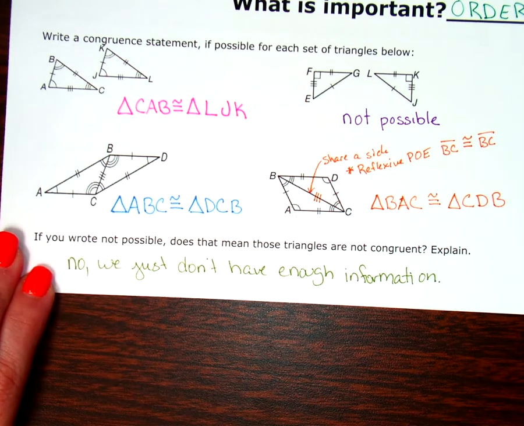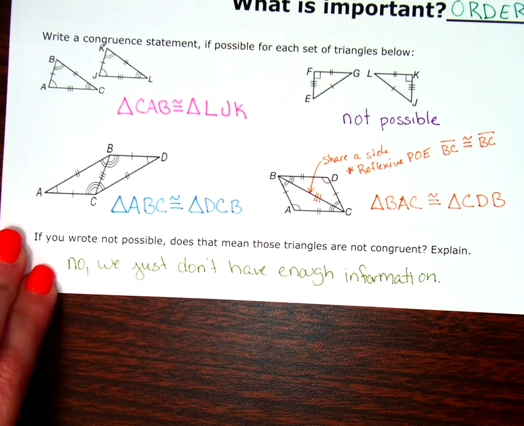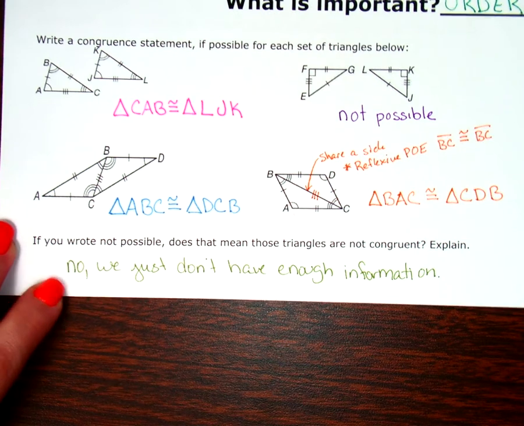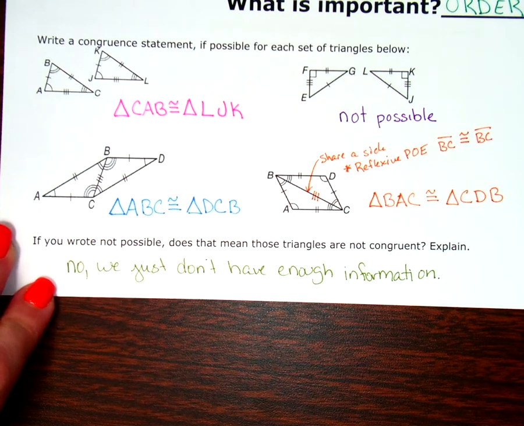All right, in the next video we're going to go ahead and start looking at some examples of how we use congruence statements to help us in finding missing values of congruent triangles.